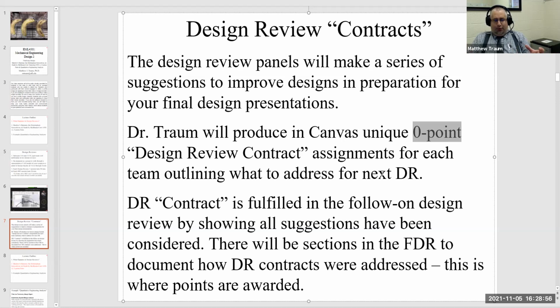And it'll drop, hopefully a day or two at the most after your design review. And then the idea is when we do design review 2, the follow-on design review, the first thing that we're going to do is ask you point by point how you addressed the suggestions given in design review 1, to get a sense that you did listen to what we were saying and did at least consider our suggestions for improvement.